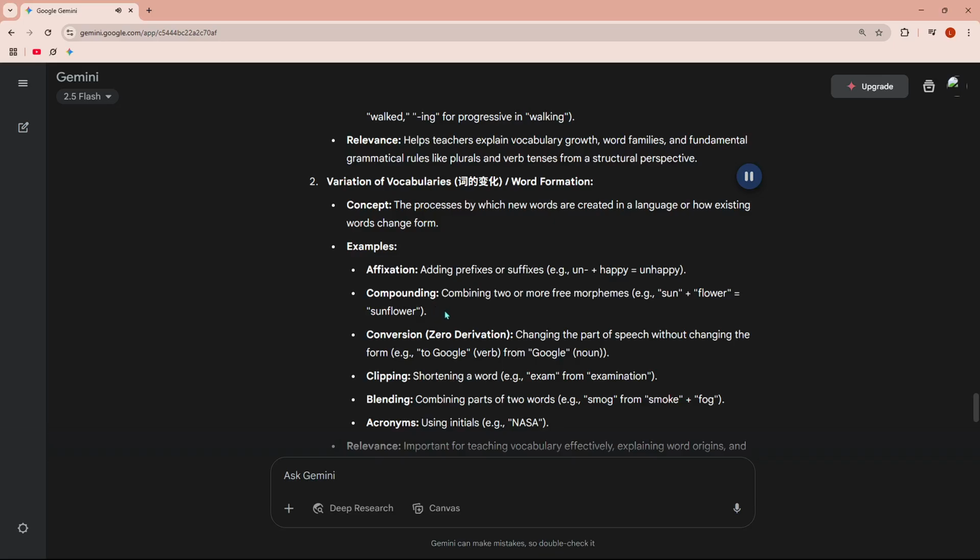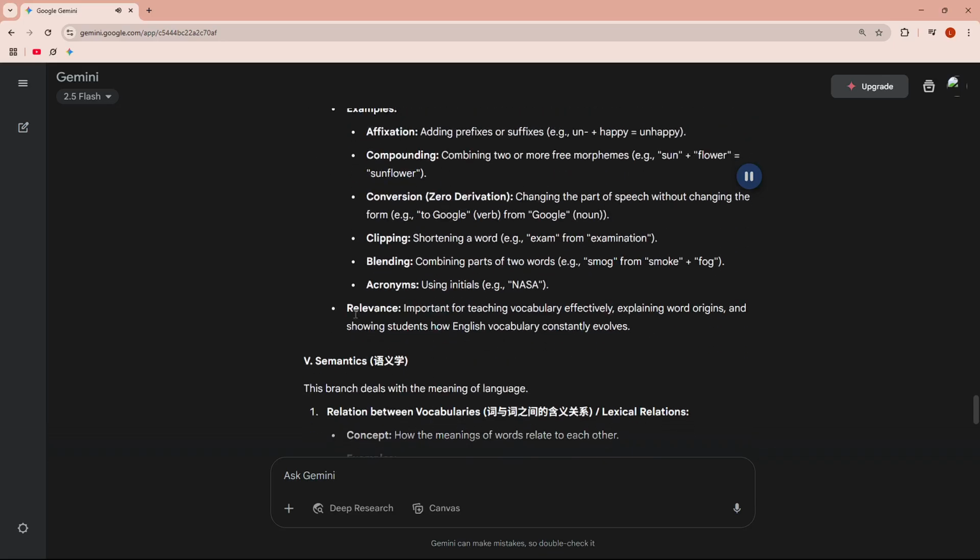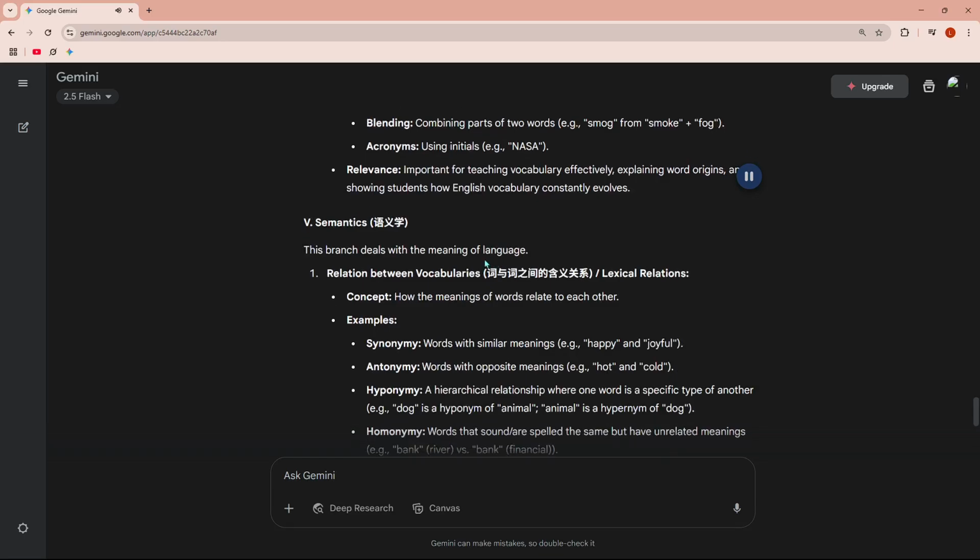Conversion, or zero derivation: changing the part of speech without changing the form, e.g., to Google, verb, from Google, noun. Clipping: shortening a word, e.g., exam from examination. Blending: combining parts of two words, e.g., smog from smoke plus fog. Acronyms: using initials, e.g., NASA. Relevance: important for teaching vocabulary effectively, explaining word origins, and showing students how English vocabulary constantly evolves.